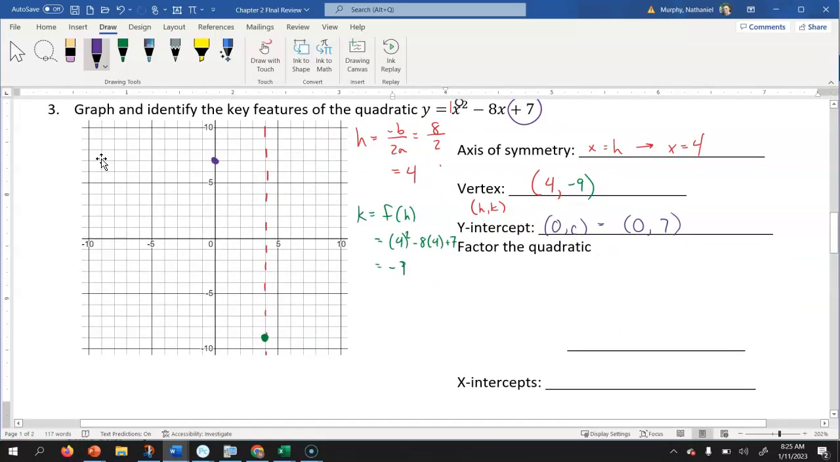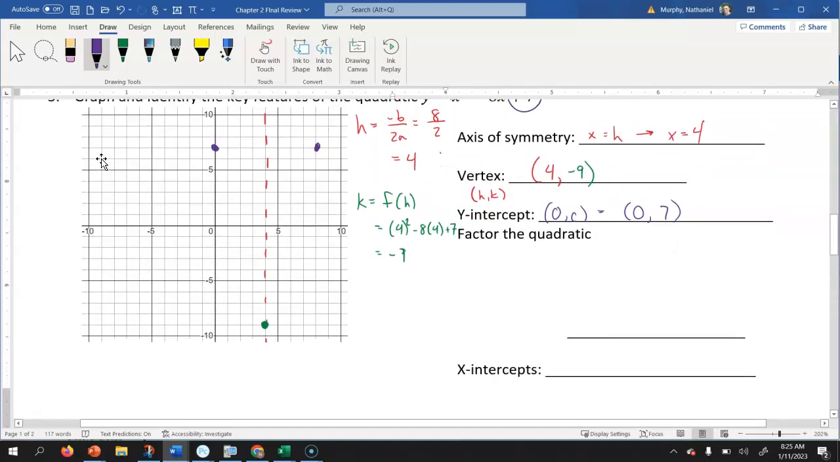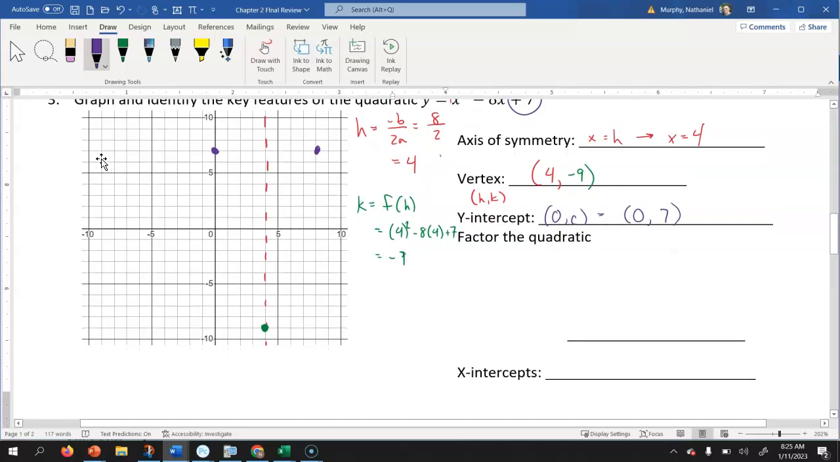All right, now technically we have enough here to graph this, because if I want to, I could reflect this y-intercept over this line of symmetry. It's 1, 2, 3, 4 units to the left of the line, so I'm going to put another point 1, 2, 3, 4 units to the right of the line of symmetry. So if I wanted to, I'd connect those, but since they asked for the x-intercepts, I'll be a little bit more precise by finding those next.